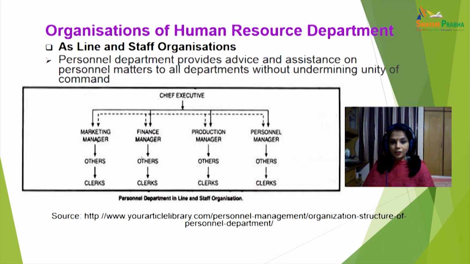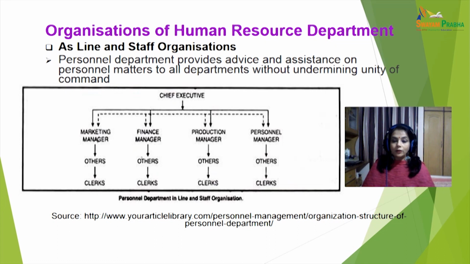The next organization structure which we are going to discuss is line and staff organization structure. Now, HR department can also be organized as a line and staff organization structure. Now, in line and staff organization structure, staff specialists are attached to line positions, and these staff specialists only have advisory authority. So they can advise the line managers whether to implement those advices or not. It is the sole prerogative of the line manager.